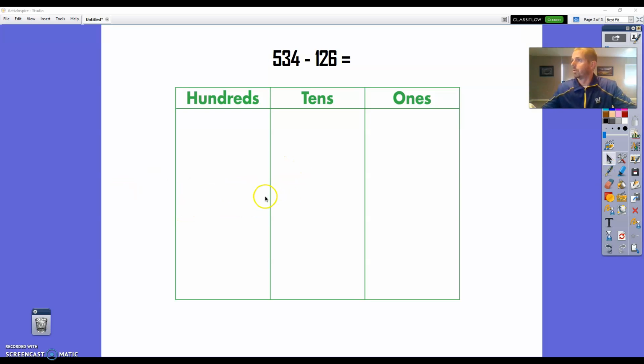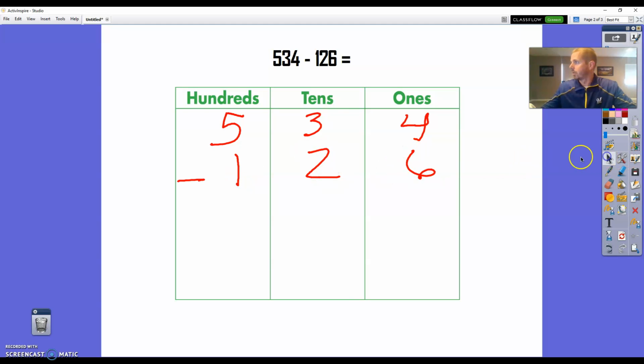Okay, this is going to be a quick little video showing you how to use the standard algorithm along with the hundreds chart here. Okay, so I have 534 minus 126. The number that comes first in your subtraction equation is the number that goes on top. So 534, and we're going to take away 126.